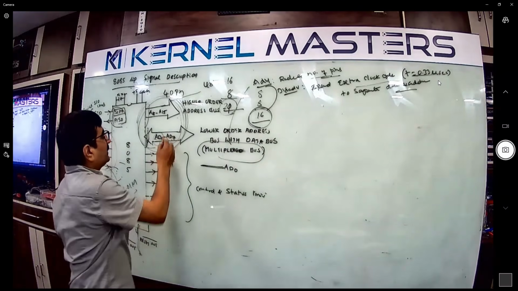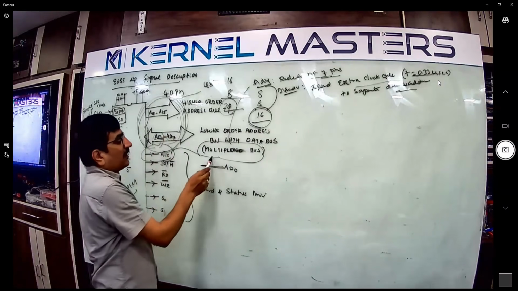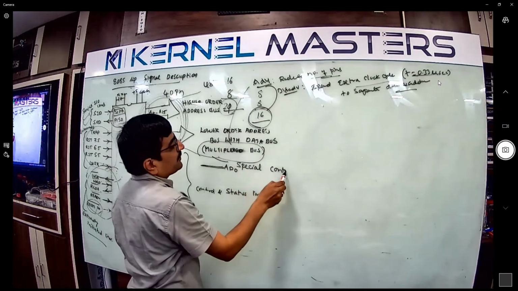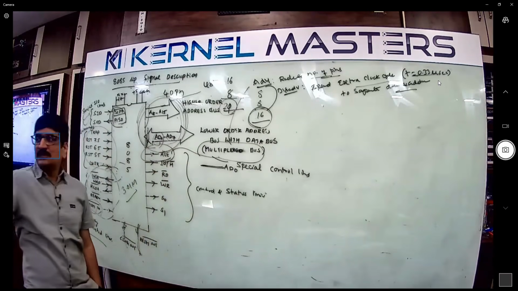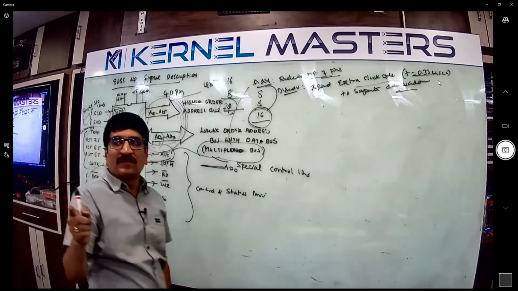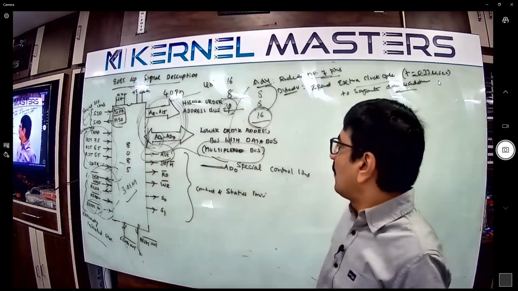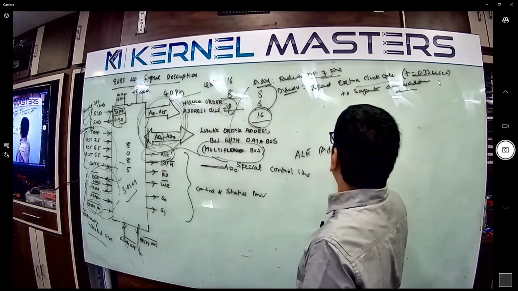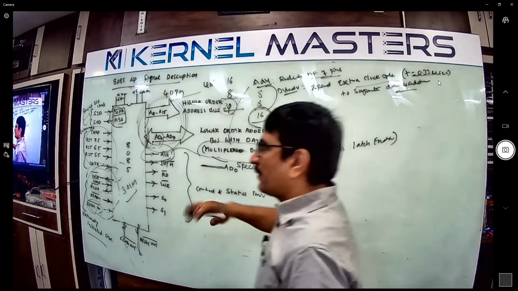How to separate them? We can separate them with a special control line. The special ALE is called a special control line. With the help of the ALE, we can separate the address lines and data lines. The name is also clear: ALE, Address Latch Enable. What is the ALE full name? Address Latch Enable. So with the help of ALE, you can separate the address.